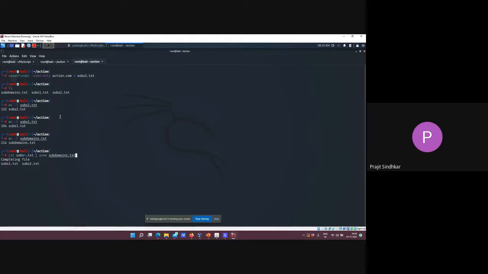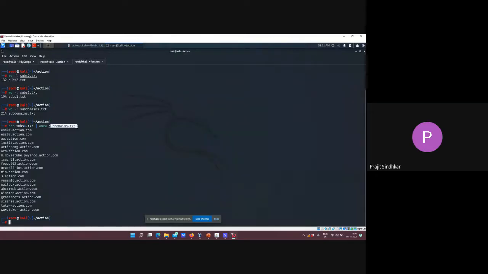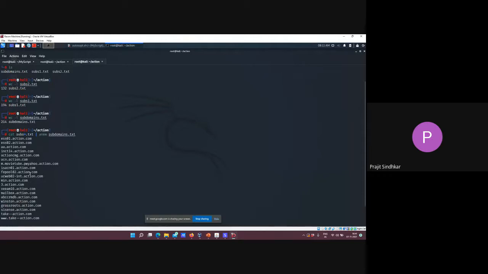So what does this command do? It gets all the lines, the subdomains, that are unique in these files and pastes them in the subdomains.txt file. So now your subdomains.txt will have all those subdomains which it didn't have, but sub1 or sub2.txt did. Let's check the final size of subdomains.txt. It became 234. So we got 20 new subdomains.